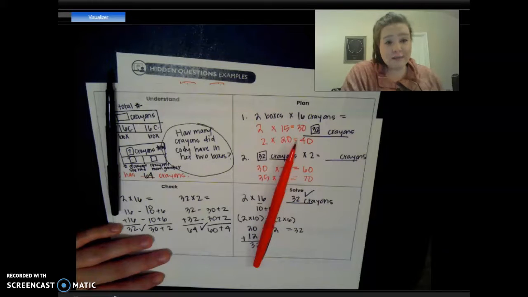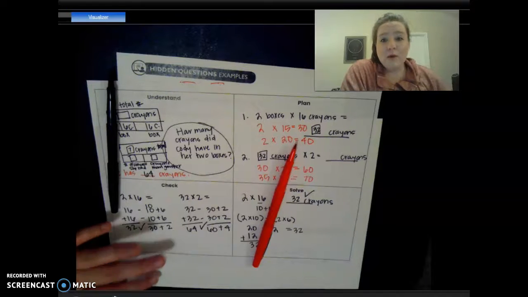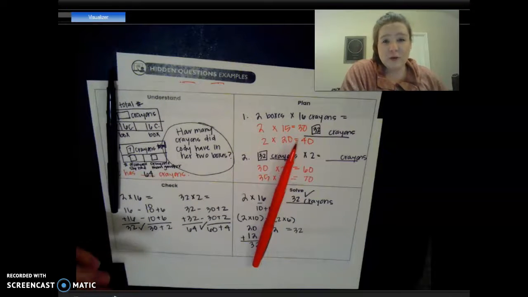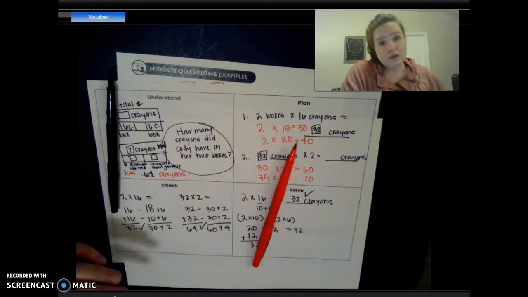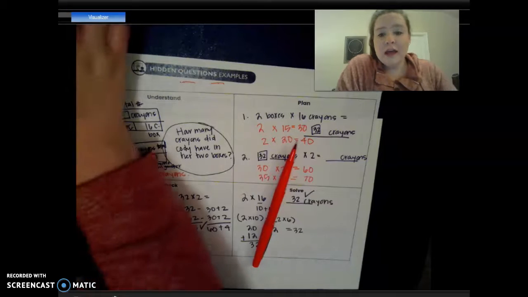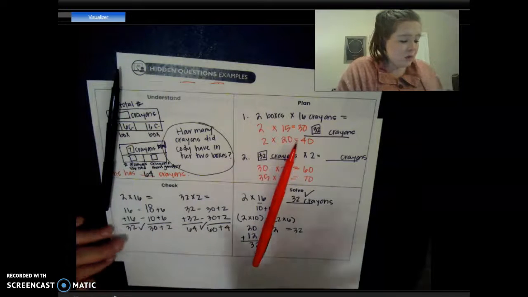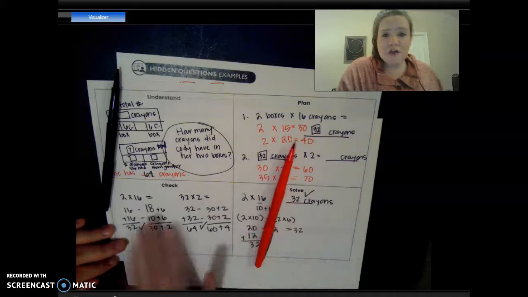So if you round down when you're estimating, your answer is going to be smaller than what your actual answer is. And if you round up when you're estimating, your estimate is going to be larger than what your actual answer is, okay? So today you're going to be doing your solving and your check for the 2 problems.